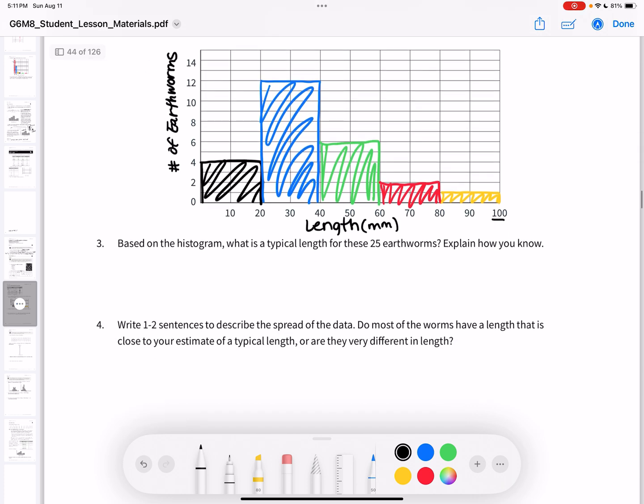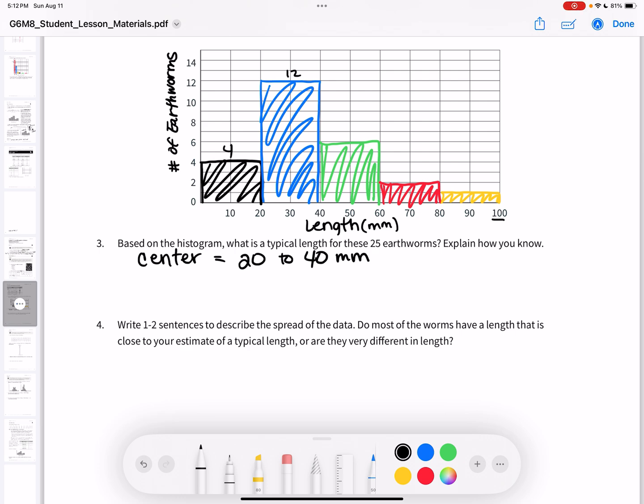Based on the histogram, what is the typical length for these 25 earthworms? Now remember, we are looking for the center of our data. So the center of our data, this is 4, 12, and we had 25. So this is 12, 13, 14, 15, 16. These two data points are 16 of our 25 data points. So I would say that our center is between 20 to 40 millimeters.